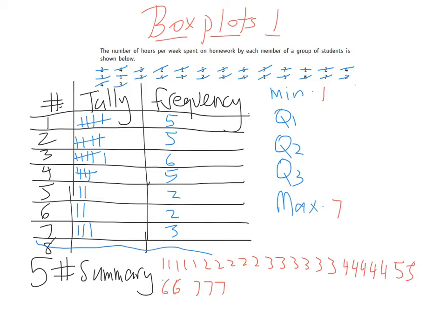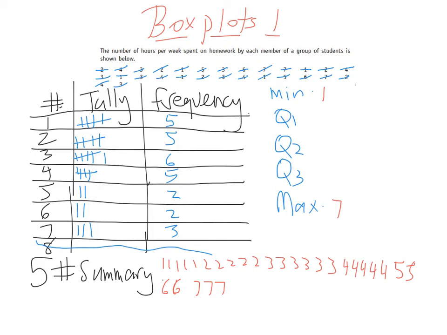We want to find our middle number. Now looking at this, we've got a total of 5 and 5 makes 10, 16, 21, 23, 25, 28 numbers. So that's what we've got there. So we've got 28 numbers there.